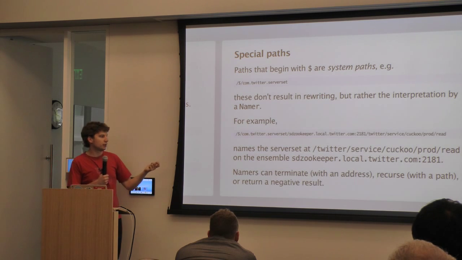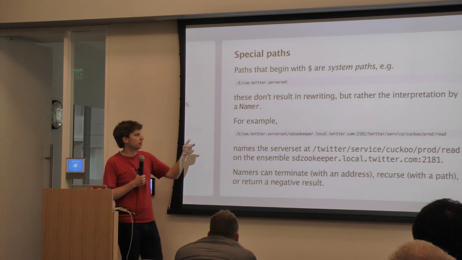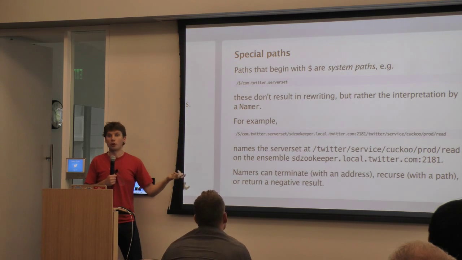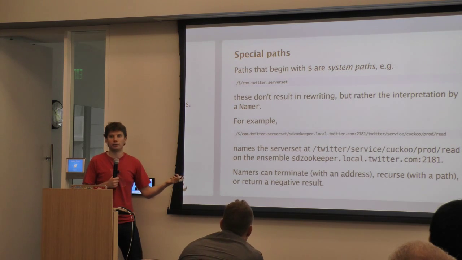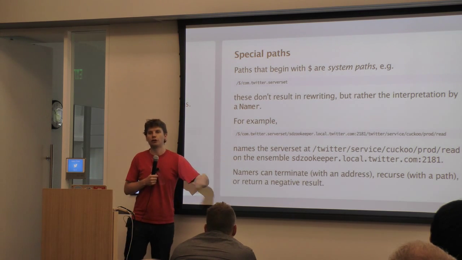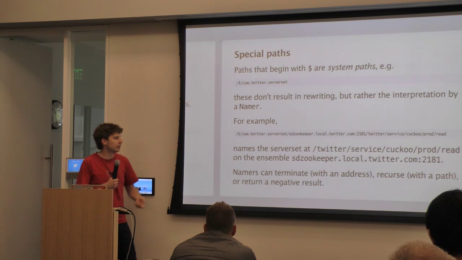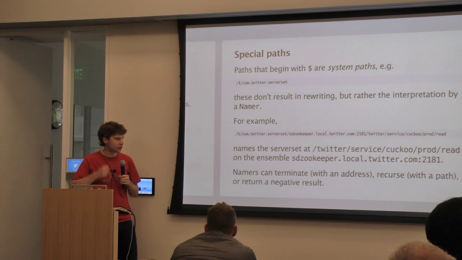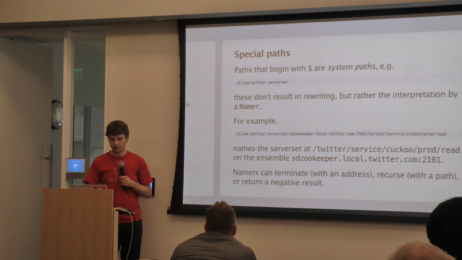Now, the interesting thing though, is that namers can terminate, like I just described, by returning a Name.Bound, but they can also recurse by returning a Name.Path, right? That might say, well, this path is really this other path, and reinterpret it in my current delegation table. Or they can return a negative result, which is to say, this path doesn't exist authoritatively.